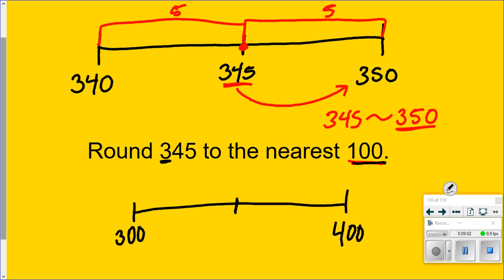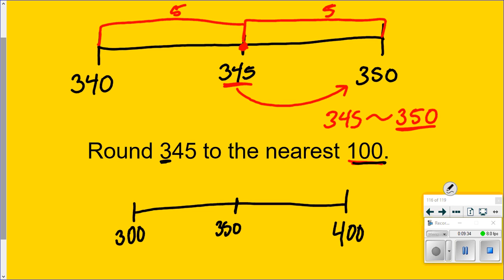What is that middle point? Sit up, Harper? 350. Now that we have a couple of numbers, now we can place 345. Where is 345 going to go on this number line? Elena? On the left side or the right side?